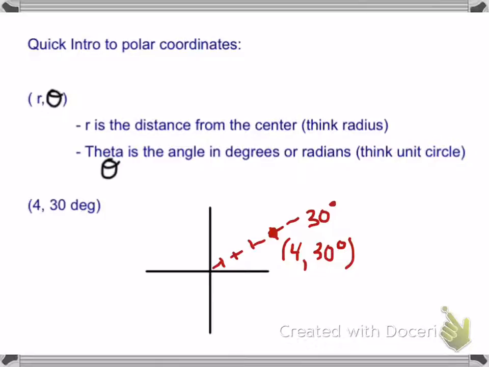And what you're going to do is, I like to actually do the angle first. So you count around your unit circle 30 degrees, and so that's right along this line that I drew in. And then you're going to walk out 4 units on this line. So you can see here I have 1, 2, 3, 4. And that's kind of where I made that dot happen, okay?